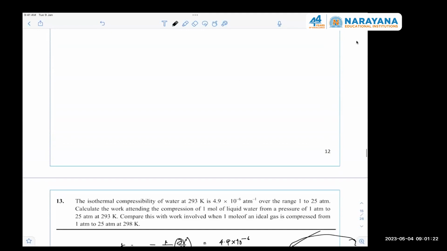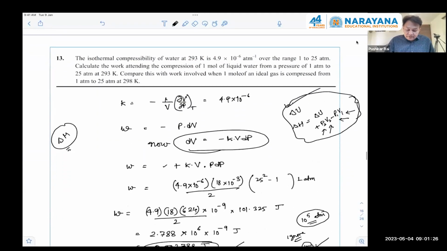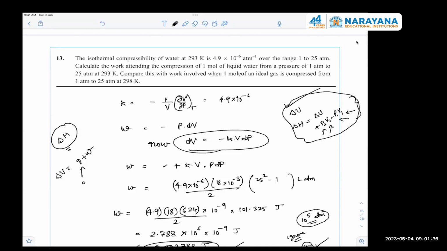Sir, how are we calculating delta U? Delta U is equal to Q plus W. And we know that we have been given the condition Q is equal to 0. Okay, sir.